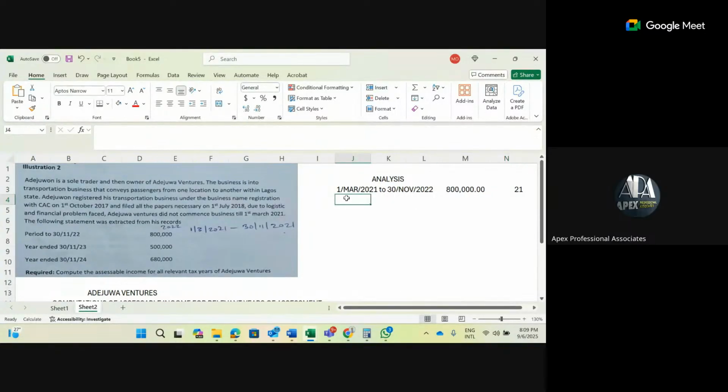Then the second one, they say year ended. So that means this one is going to be from 1st of December 2022 to 30th of November 2023. And that one is how much? 500,000. How many months is this second one? 12 months. Good.